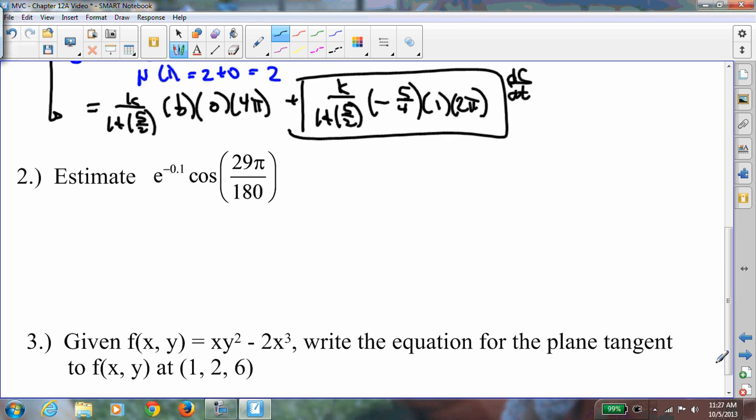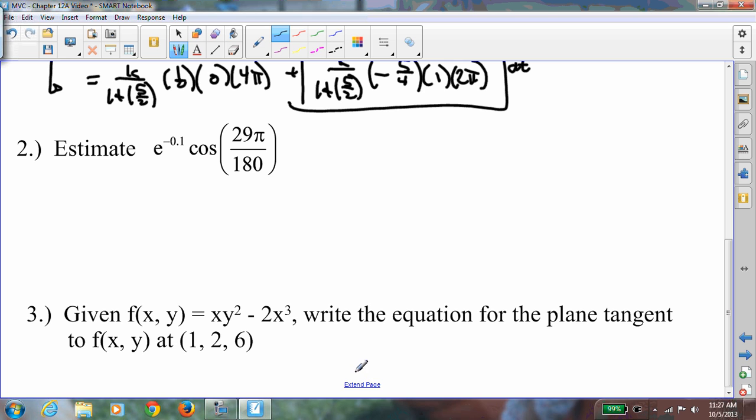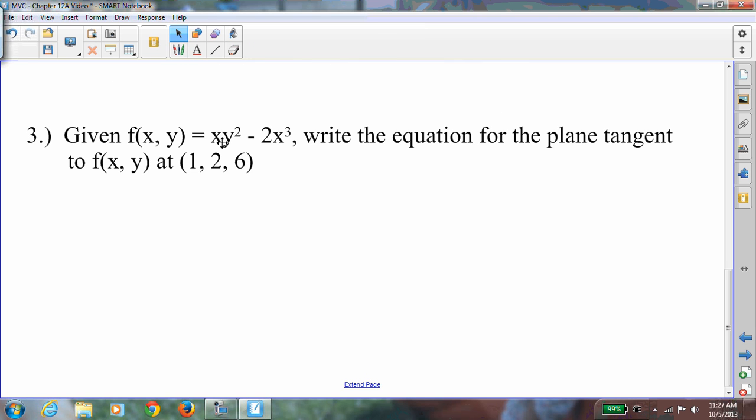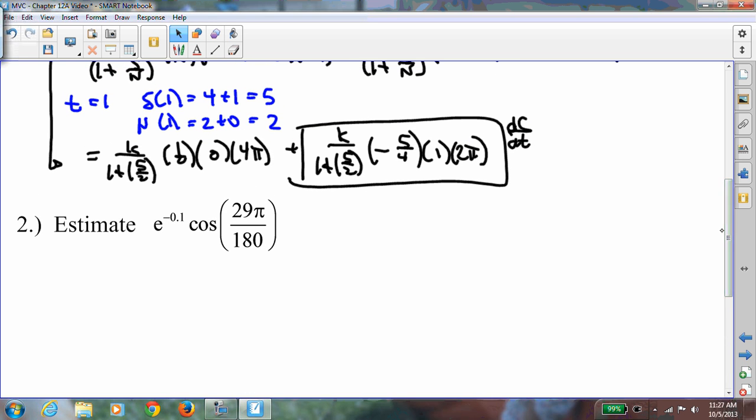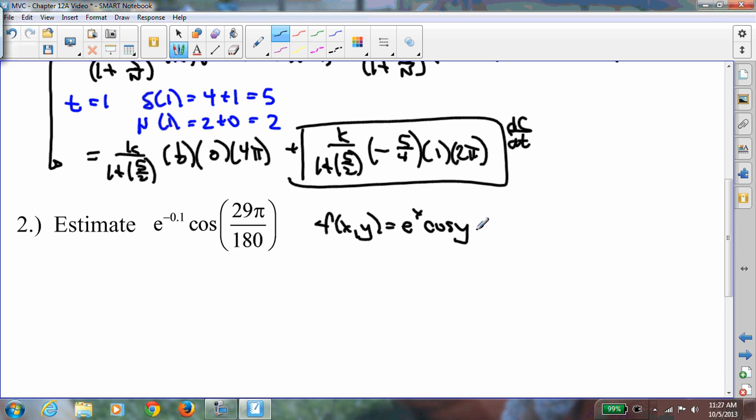Okay, next one. Estimate this function. I need to define my own multivariable function here. Let's say f of x, y equals e to the x cosine y. We'll make x equal to 0, dx equals negative 0.1. We'll make y equal to 30 pi over 180, or pi over 6. And we'll make dy equal to negative pi over 180.